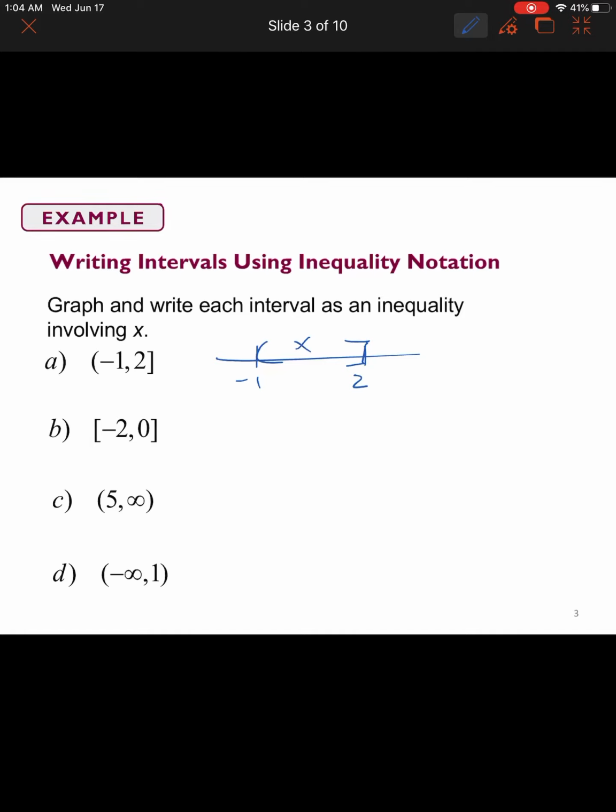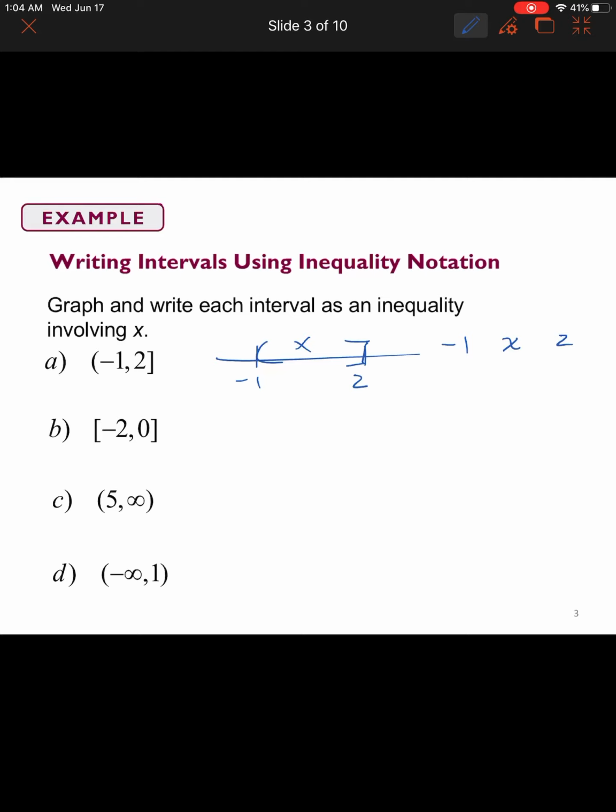X is between those numbers. So that says x is between negative 1 and 2. I put a bracket on 2 because that is a bracket in the interval notation. Now to write this as an inequality, I'm just going to take what I have on my graph and put these numbers down.